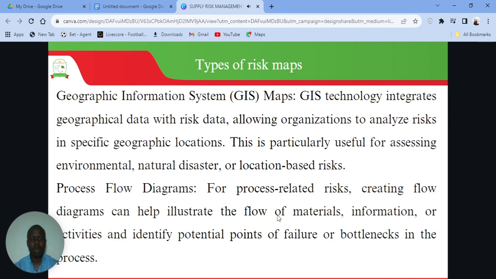And then we have what we call process flow diagrams. For process-related risks, creating flow diagrams can help illustrate the flow of materials and information. So we look at the flow of activities within an organization. Then we can draw a chart, we can also call it a flow chart, that is going to show all the activities. Now, in between these activities, we can identify what is the likely risk in a particular activity. And then, of course, once we note that, we can decide or come up with certain risks that we might face in that particular scenario.